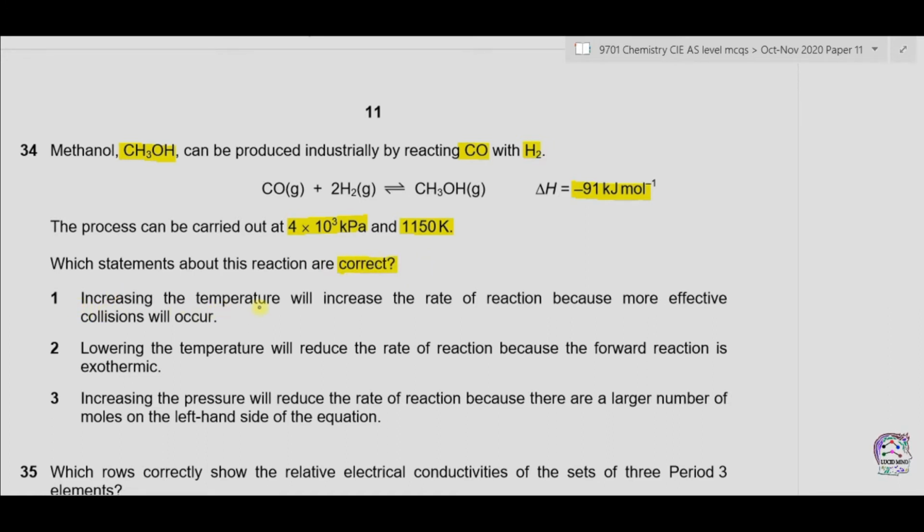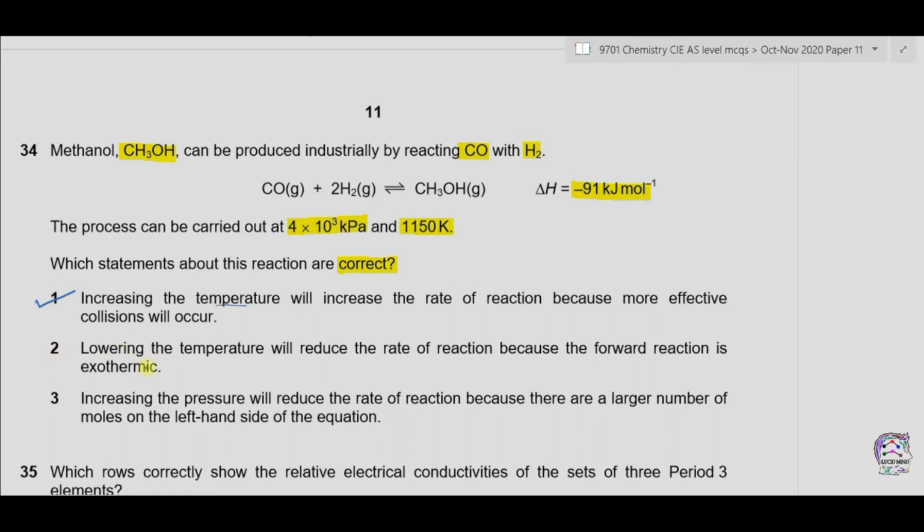Number 1. Increasing the temperature will increase the rate of reaction because more effective collisions will occur. Now what happens when temperature is increased? The kinetic energy of molecules also increases. So the number of collisions will increase and it is possible that effective collisions are also increased. So it results in increasing the rate of chemical reaction. So therefore option 1 is correct.